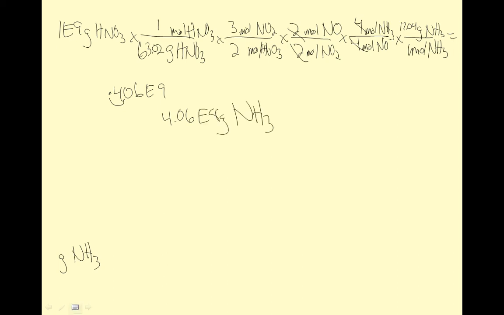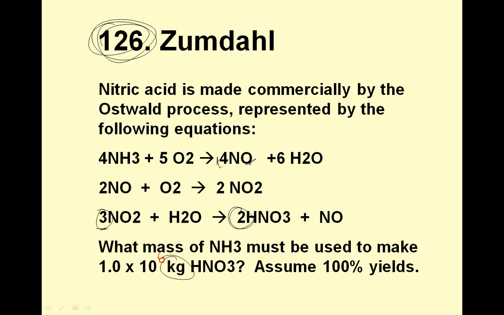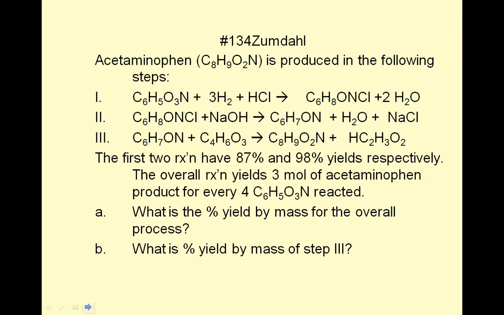Now, we assumed 100% yield. But what I want to make sure that you see is all of this is based on equivalencies. 2 of this equals 3 of that. 2 of this equals 2 of that. 4 of this equals 4 of that. So that's why we use coefficients, because they equal each other.